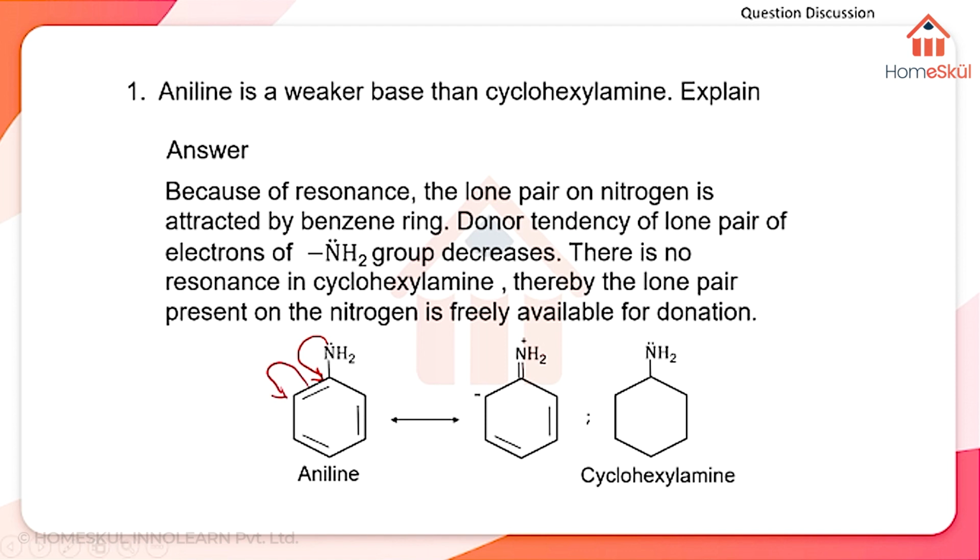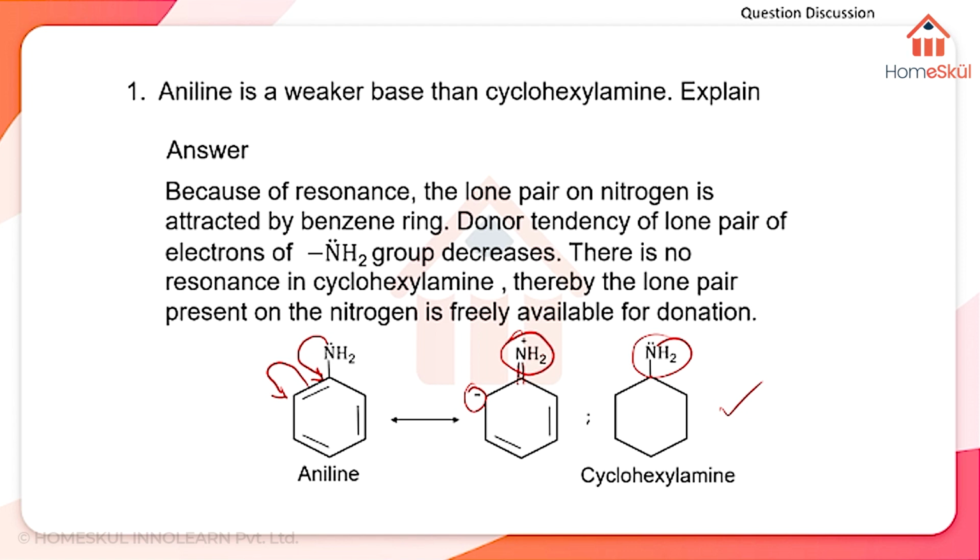So we form a double bond here, and we get a negative charge here, and this nitrogen will get a positive charge. That is, the electrons on the nitrogen are delocalized over the ring, so they are not available for donation. But in case of cyclohexylamine, there is no such thing. There is no resonance structure. The nitrogen has its lone pair electrons with it, so they will act as a donor. So that is why we can say, let us look at the answer.